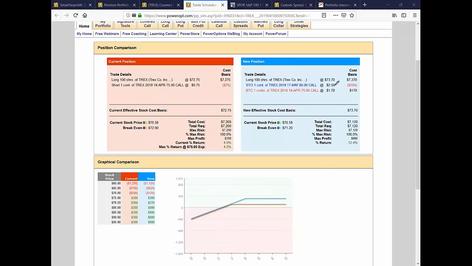So we give ourselves a little bit more cushion. 29 days from now, going up to the May 80 call. We take in a new net credit of $1.55 and a new max return of $8.80 or 12.4% from $3, or roughly 4.2% if we allow ourselves to get assigned today at expiration.